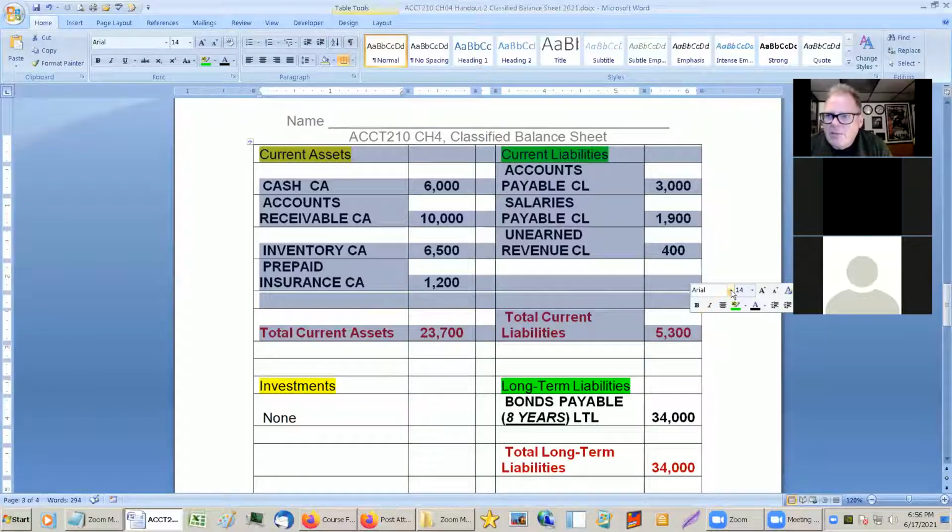Now, usually you can figure that out from the income statement. How much income are they making? If they're making a bunch of income, it probably isn't that big of a deal that their current assets are smaller than their current liabilities. But mostly you're looking for current assets to be larger than the current liabilities.